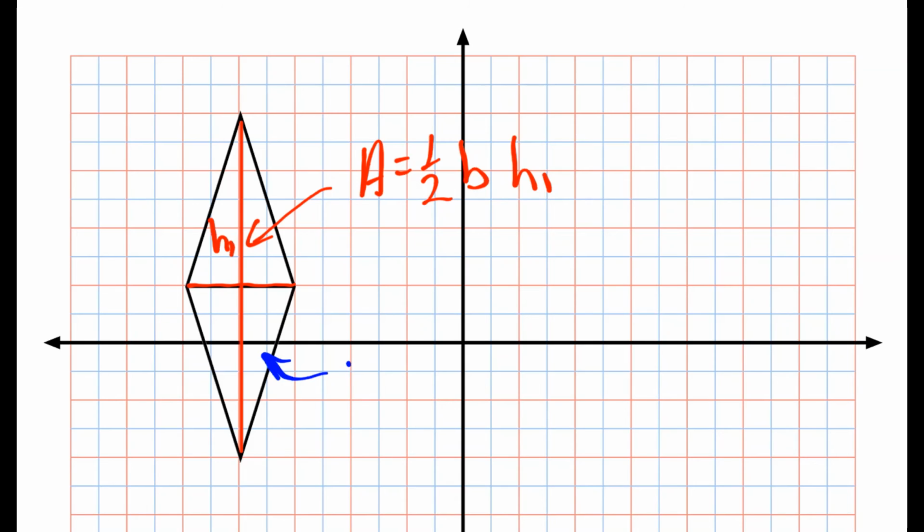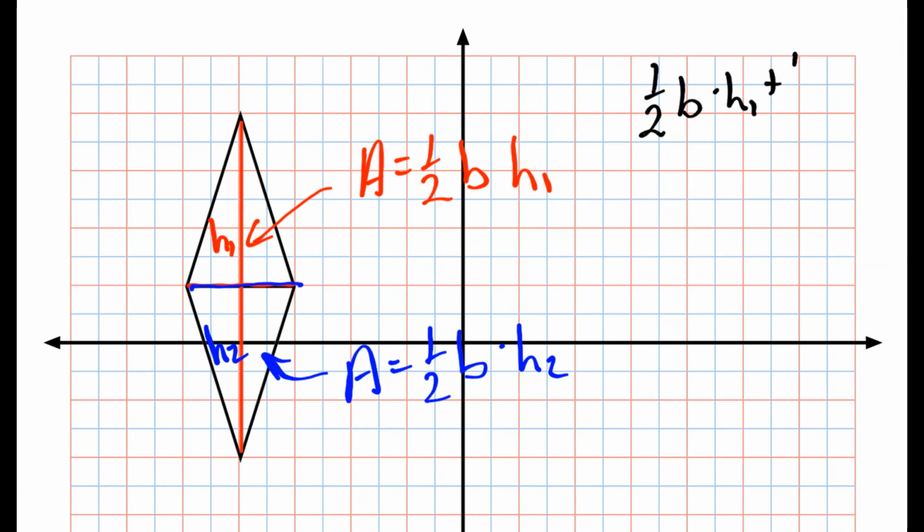Then down here on the bottom, for this other triangle, we have 1/2 the base. It is the exact same base, but this time we're timesing that by height number 2, the bottom triangle's height. Now if I add these two up, this would look like 1/2 base times height 1 plus 1/2 base times height 2.